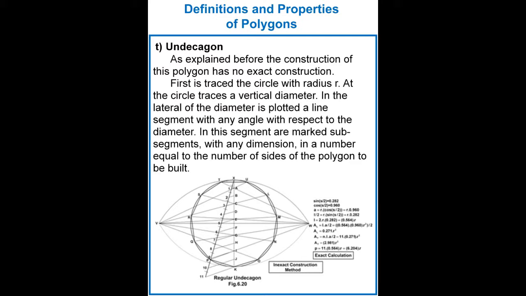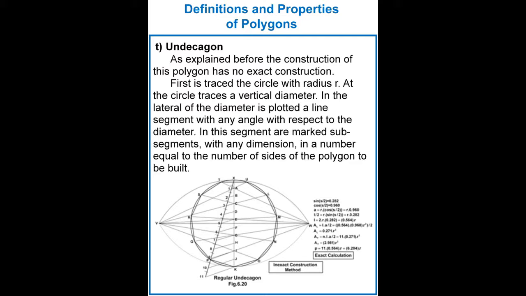This slide shows the regular polygon Undecagon, which has 11 sides. Its construction and the characteristics of its elements are also presented. Figure 6.20 shows the construction of an Undecagon polygon. Initially, the circumscribed circumference of radius R is drawn. Passing through the center of the circumference, a vertical diameter is drawn.